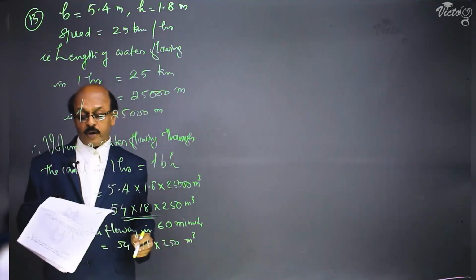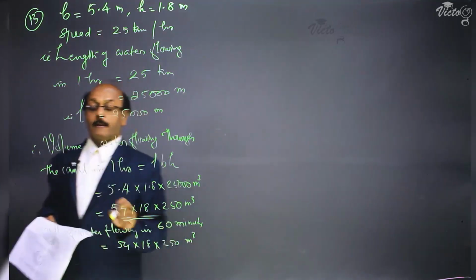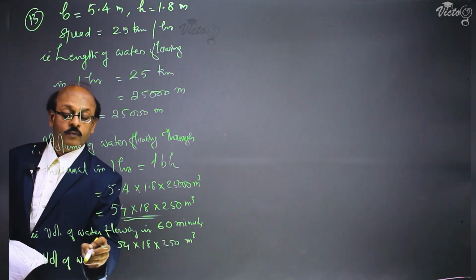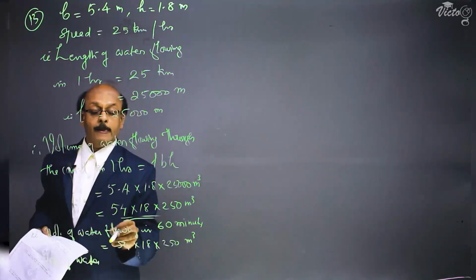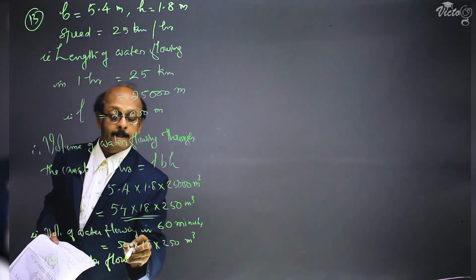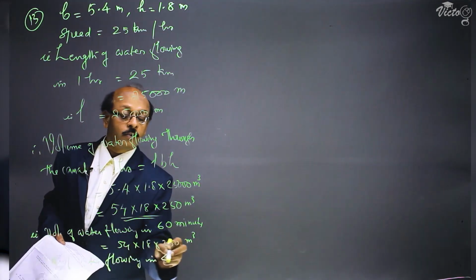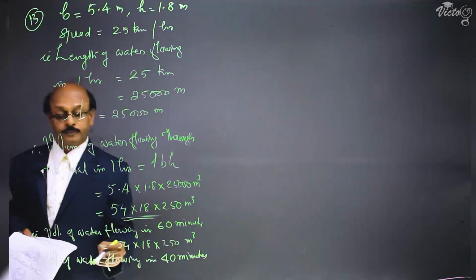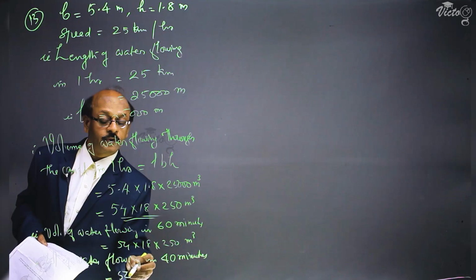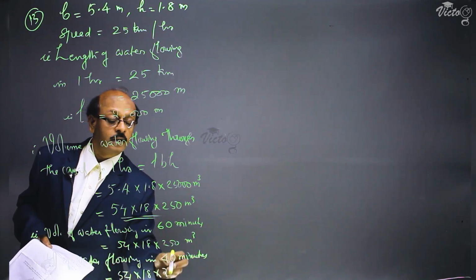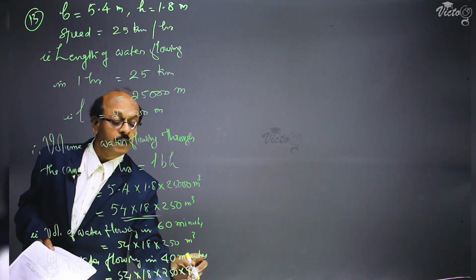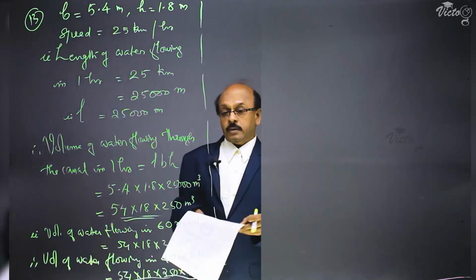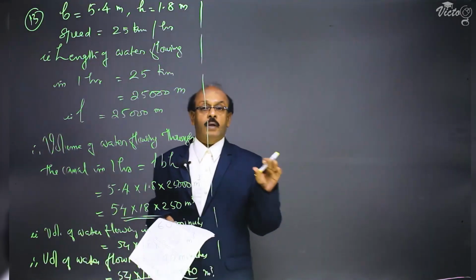Therefore, volume of water flowing in 40 minutes is equal to 54 into 18 into 250 into 40 divided by 60 meter cube. This volume of water will be equal to the volume of water in the field.